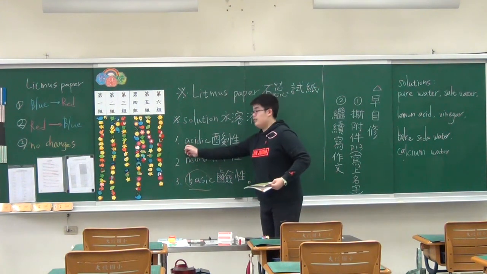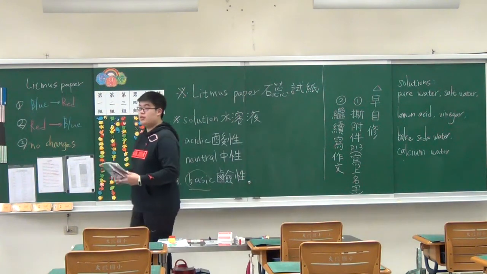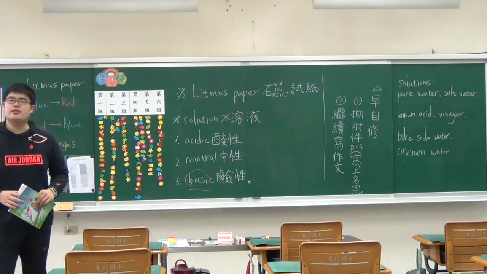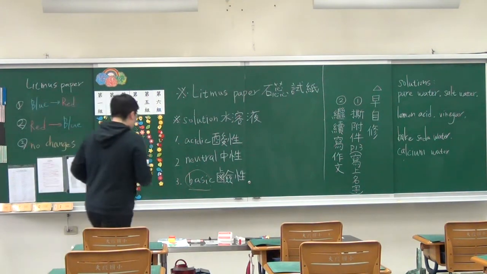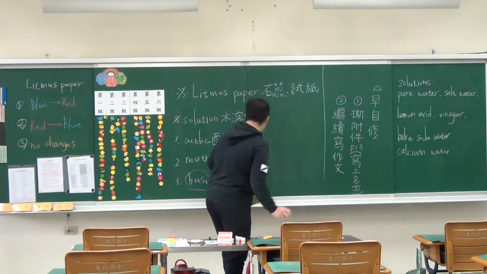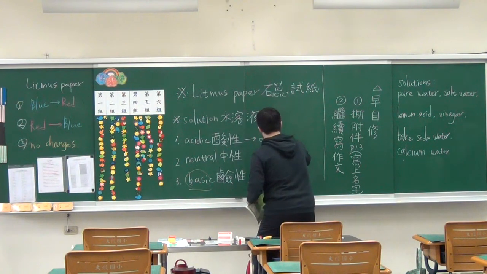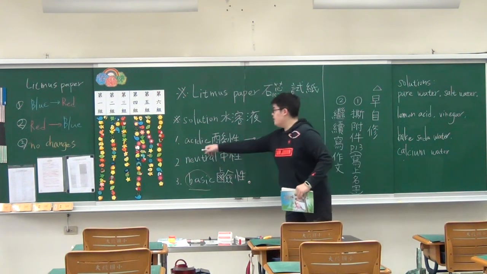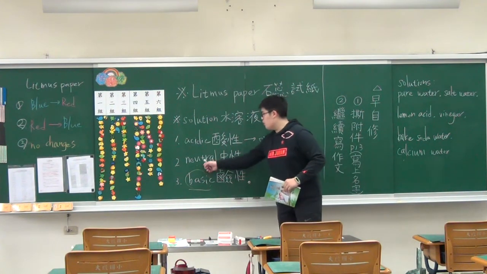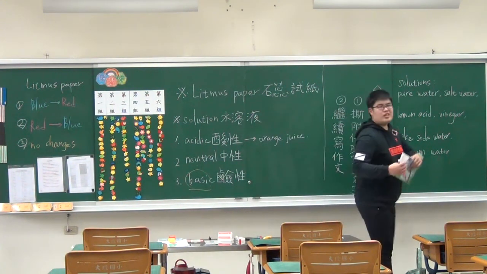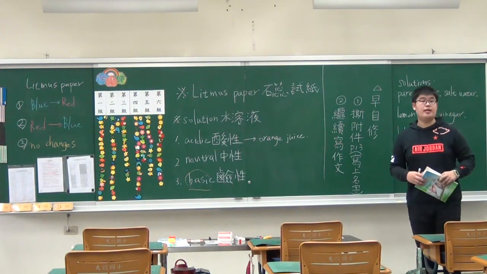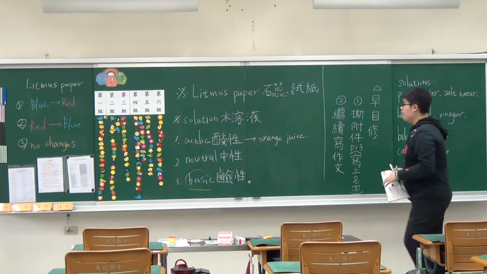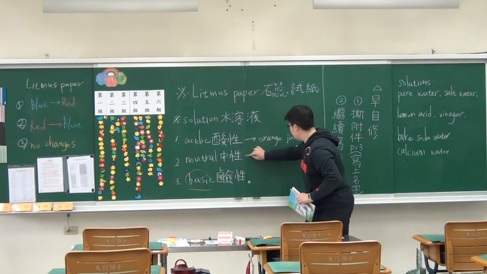So first of all is acidic solution. Any examples? Nancy? Juice. So what kind of juice is acidic solution? Orange juice. Yeah, that's right. Orange juice is a kind of acidic solution. And now move on to the next one, neutral solution. So what kind of solution is neutral solution? Any examples? Brendan? Water? Yeah, water is a kind of neutral solution here.